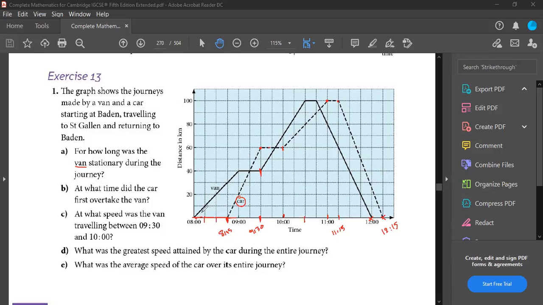The van stationary means this part and this part. 45 minutes. Here we have 15 and 15, here we have 5. That's correct. Okay, excellent. Thank you Hashim. Then 45 minutes. And what time did the car first overtake the van?